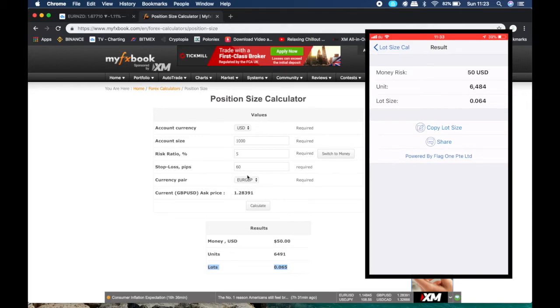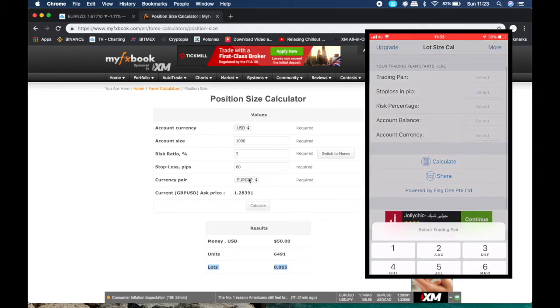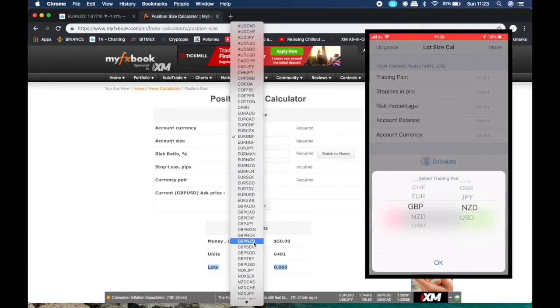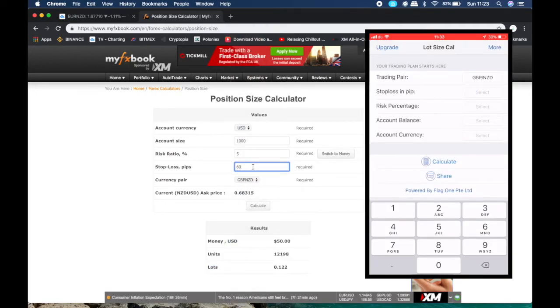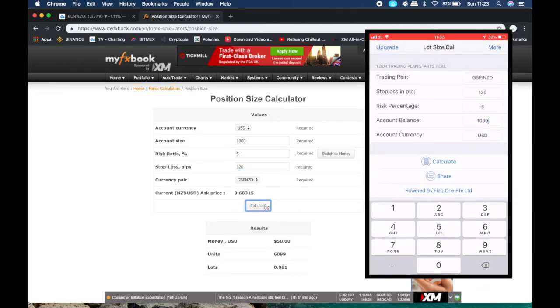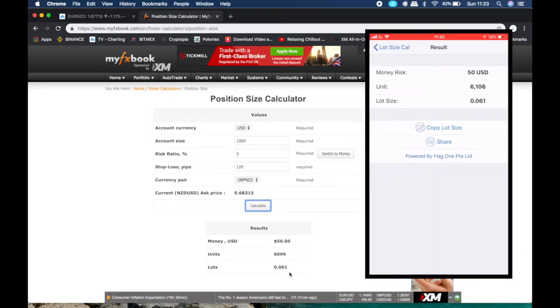Now, I'll just show you an example of this. Let's say we're trading GBP NZD. Okay. And we place a trade on GBP NZD. GBP NZD is a much bigger market, and therefore our risk on this trade might be, say, 120 pips. Okay, so double the amount of risk. Now, when we press calculate, you can see here that it's actually 0.06 for the lot size on this trade. So very strange, because obviously we're risking a lot more pips.